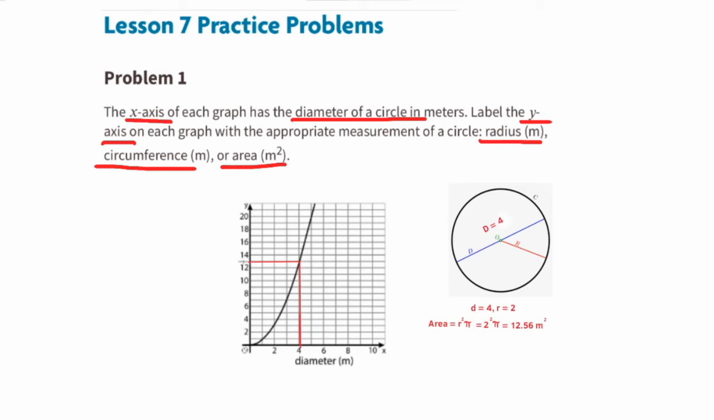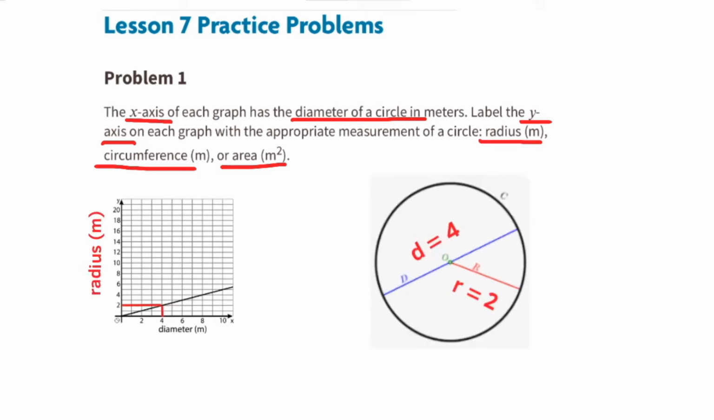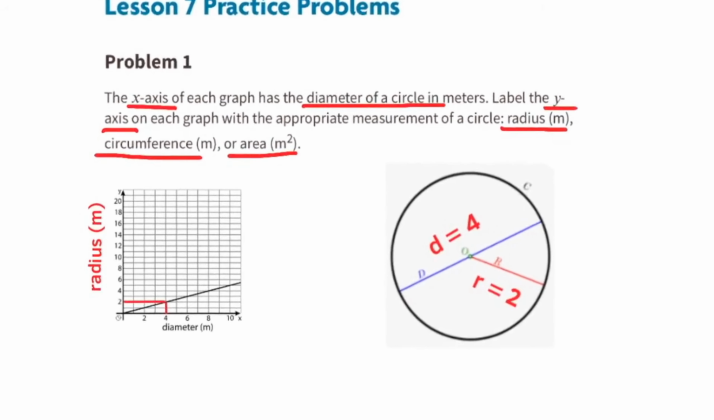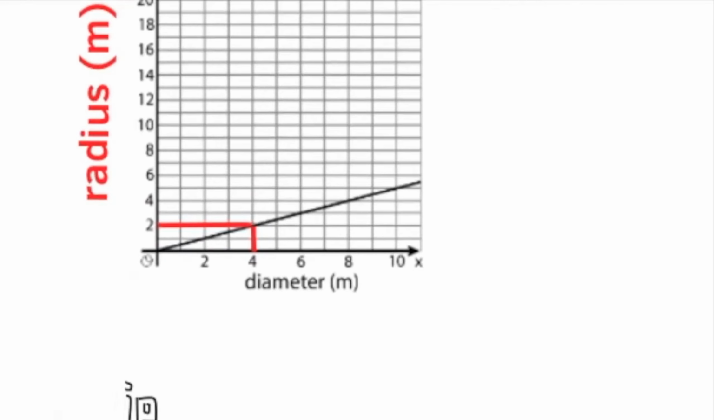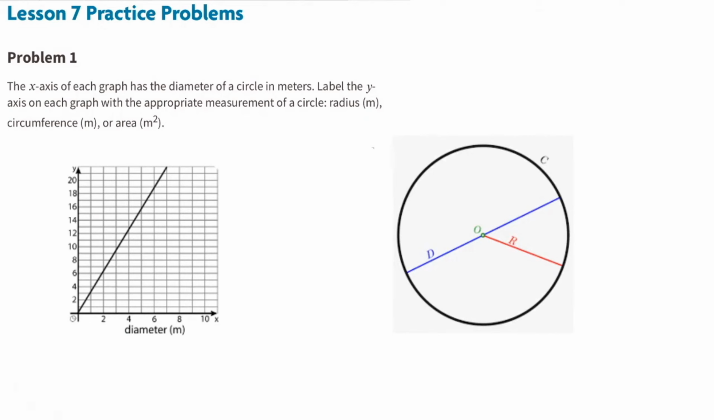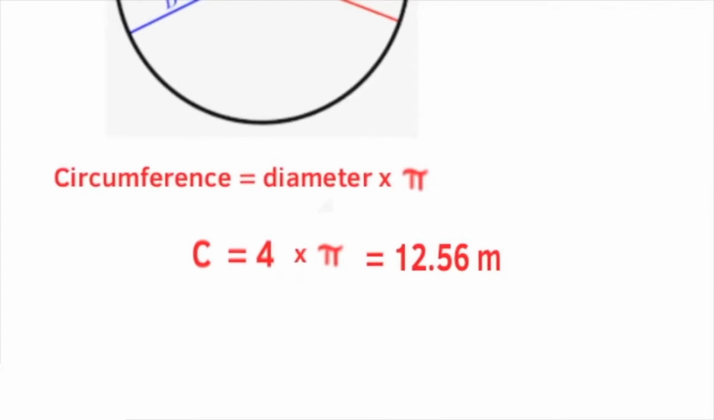The first graph shows the relationship between the diameter and area of a circle. It's not a proportional relationship. The second graph shows the relationship between the diameter and the radius. It is a proportional relationship, and the constant of proportionality is 1/2. The third graph shows the relationship between the diameter and the circumference. It is a proportional relationship, and the constant of proportionality is pi.